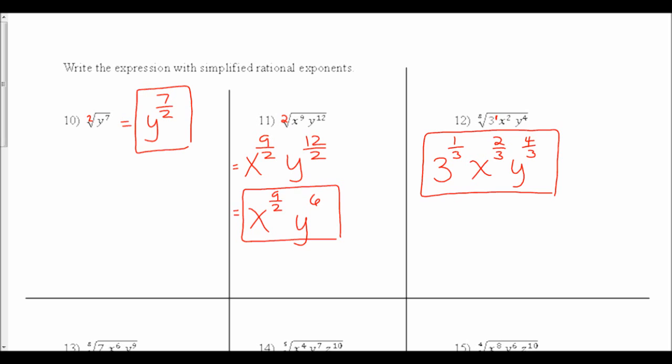Pause the video while you try and write 13, 14, and 15 with fractional exponents. Remember to simplify any fractions when you're done.